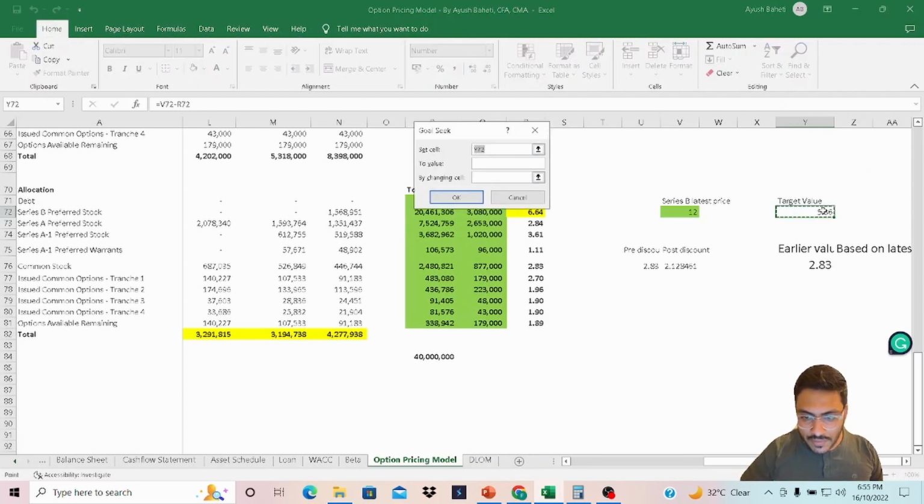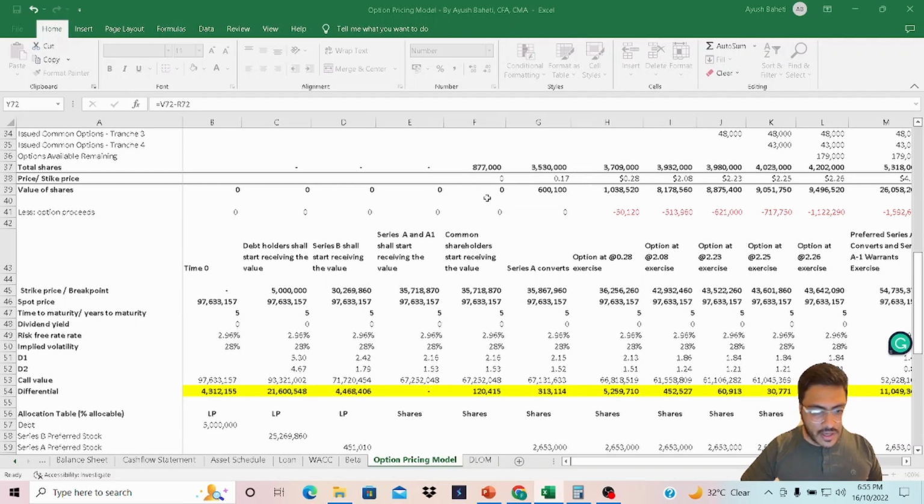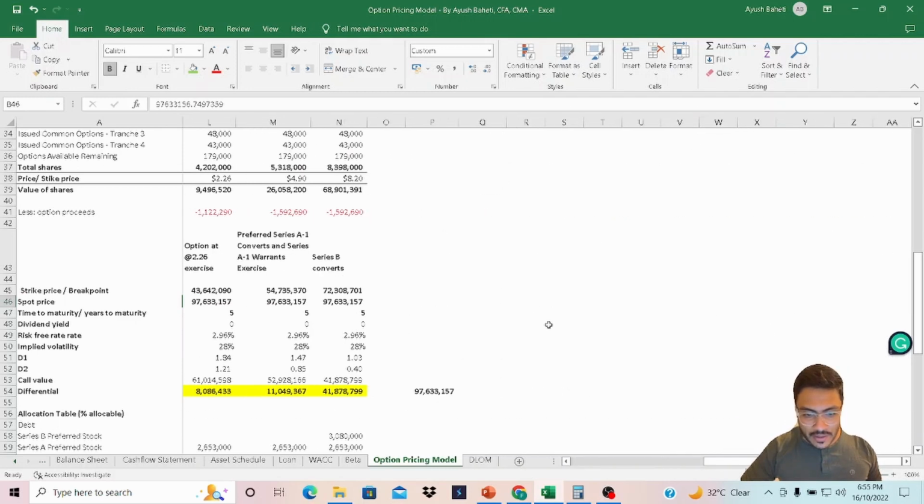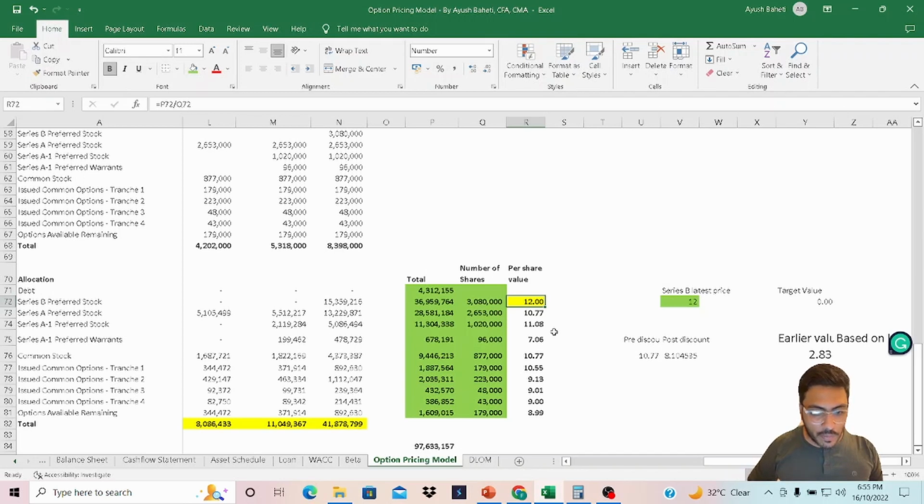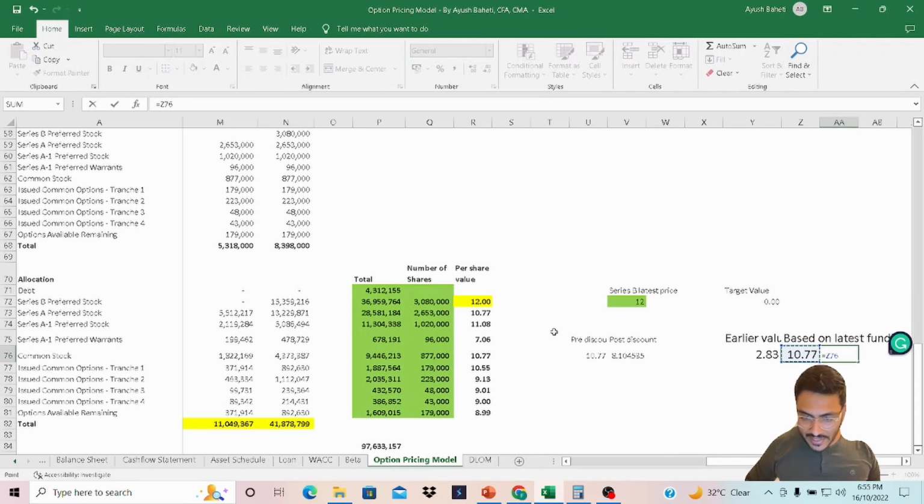Now we have to set the value of this to be 0 by changing the enterprise value. If I do this, the enterprise value changes to around 98 million from 40 million. If I go to the Series B preferred stock price, it is 12 and the target value is 0. Earlier the common share value was 2.83 and now the common value is 10.77, an increase of around $8 in absolute terms. So this is how, on the basis of the per share value of the latest preferred round, we can calculate the implied value of the common shares.